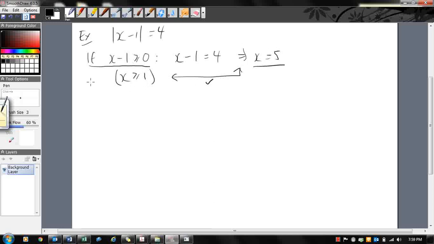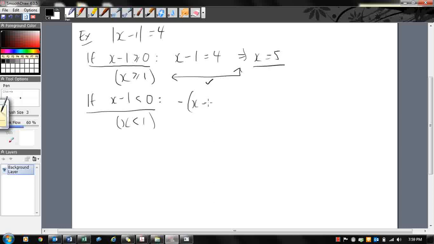Let's check out the second scenario. So the second scenario is, what if the stuff inside the modulus sign is negative? So if x minus 1 is less than 0. In other words, if x is less than 1. Now, what did we say in the previous slide? That if that stuff is negative inside the modulus sign, then we just times it by negative 1. So let's times it by negative 1.